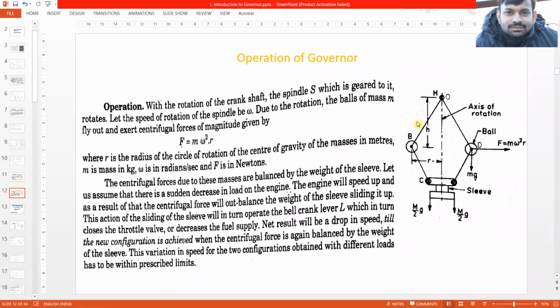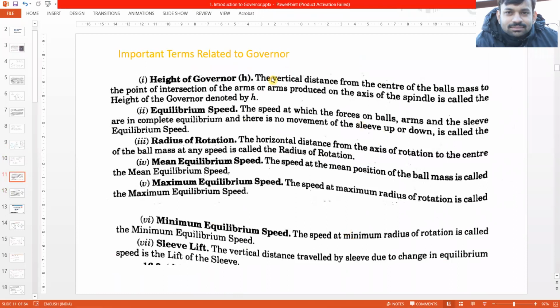Okay. Now let's see the operation of the governor.